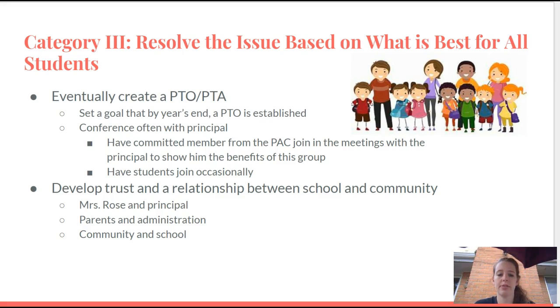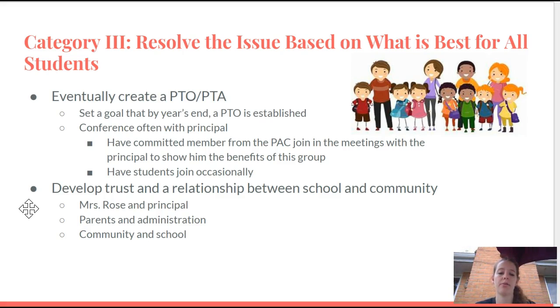So by the end of the year, I would want a PTO established, and so I would then conference pretty often with the principal and have committed members from the parent advisory committee join the meetings, so he could see the benefits of the group as well. And I would also want students to join occasionally too, so that they can be just as involved in the happenings as well.